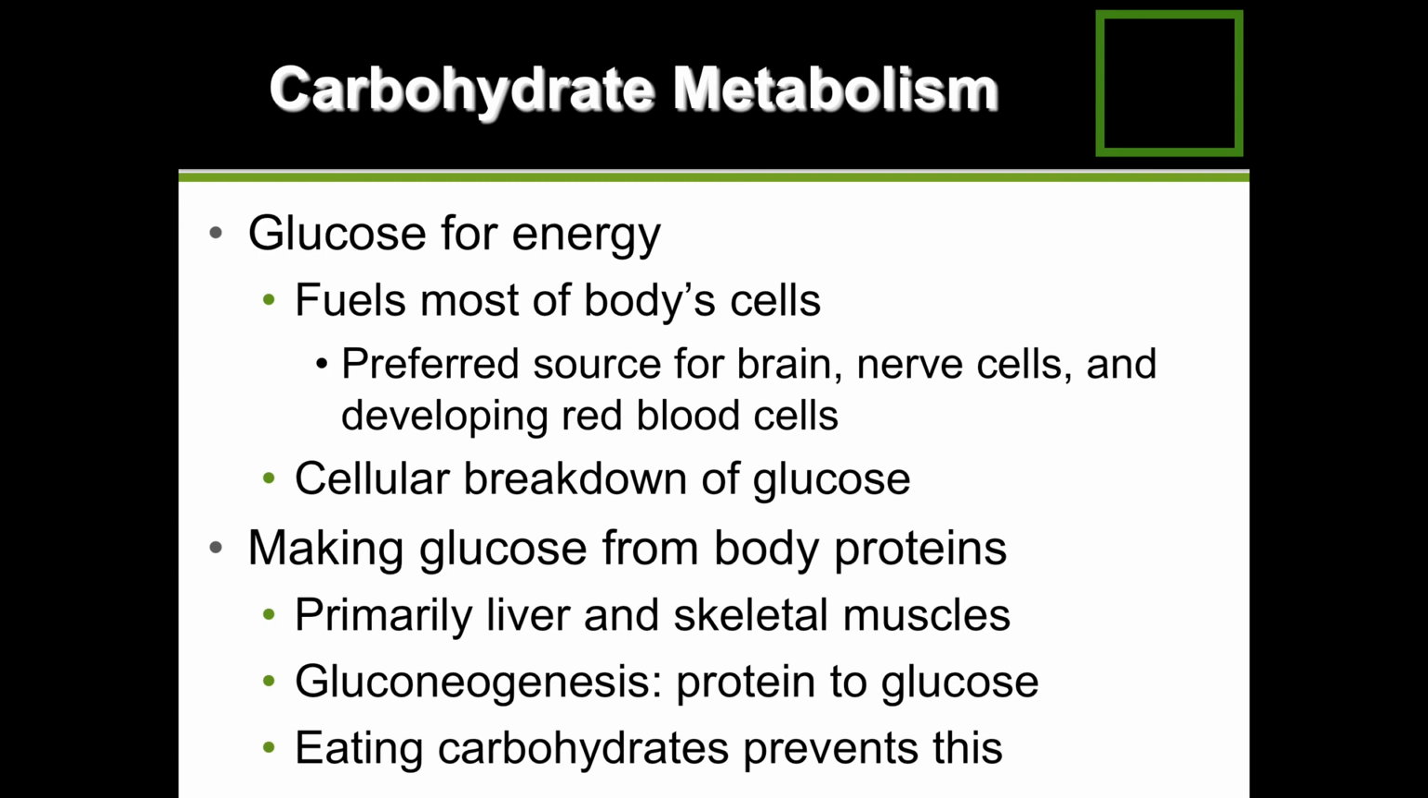So, making glucose from body proteins. Okay, so primarily it's in the liver and skeletal muscles when this happens. When this happens, it's called gluconeogenesis, which means gluco means glucose, neo means new, and genesis means to create. So this is when your body uses proteins to create glucose. You don't want this. When your body is using its body proteins to make glucose, guess what's happening? It's actually eating itself. It's digesting body proteins. So in order to avoid this, you want to eat carbohydrates. Okay? Carbs prevent this.